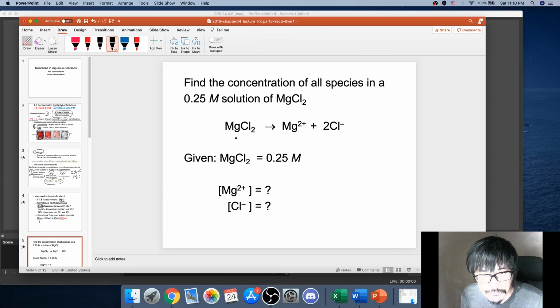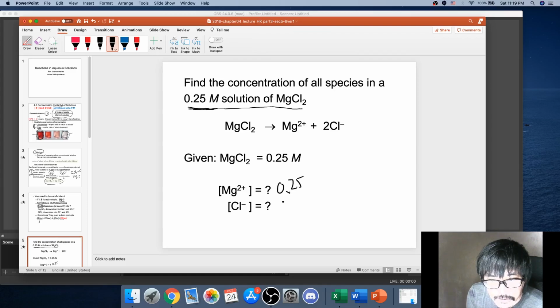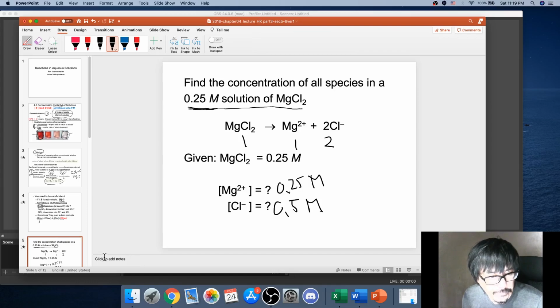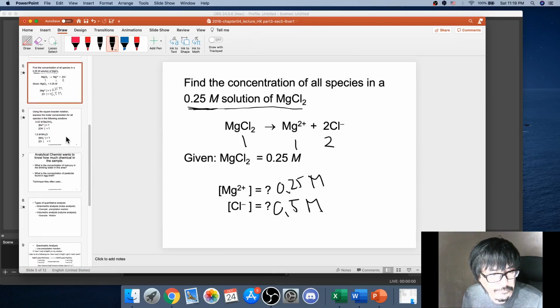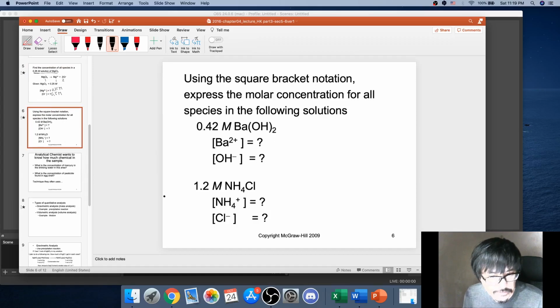Alright, so let's try to solve this problem. If I dump in 0.25 moles of MgCl2 into 1 liter, that's 0.25 molar, then what's the concentration of Mg2+ and Cl-? If the concentration of that is 0.25 molar, then Mg2+ is 0.25, and Cl- is, because it's 1 to 1 to 2, 0.5, right? Okay. I think you can do this one by yourself, so I'm going to skip that one.